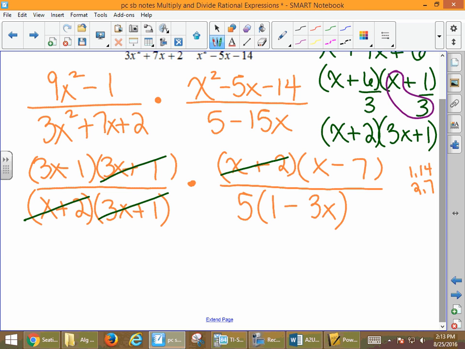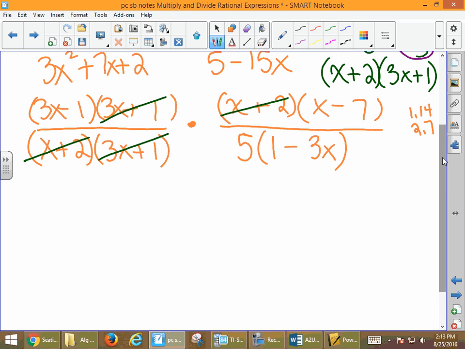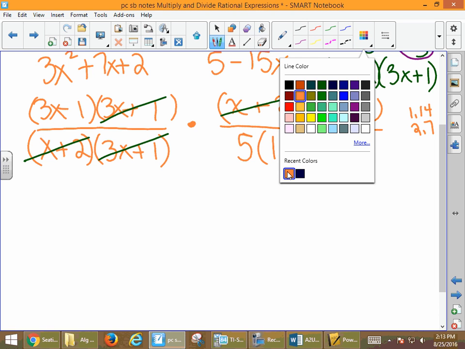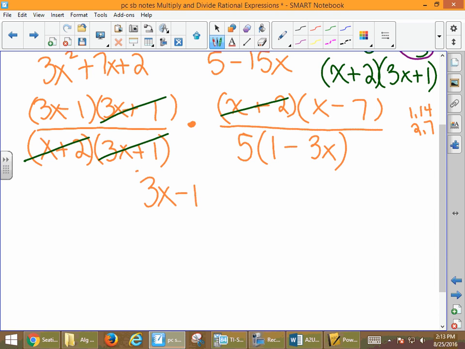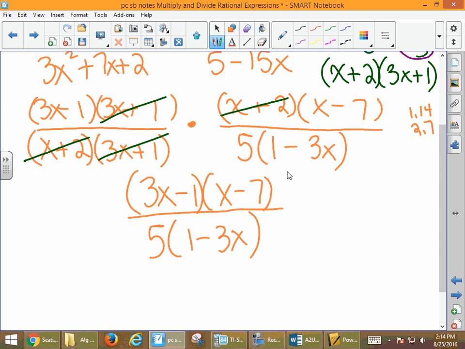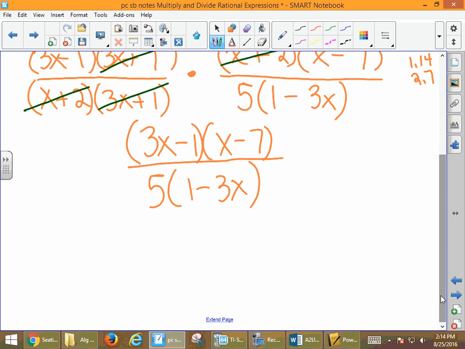And again, you may or may not have to write this again. Some of you can change your signs the way you need to on this. But we have, right now, left 3x minus 1 times x minus 7 divided by 5 times 1 minus 3x. And we do have one more thing that can cancel, and that is the 3x minus 1 and the 1 minus 3x.